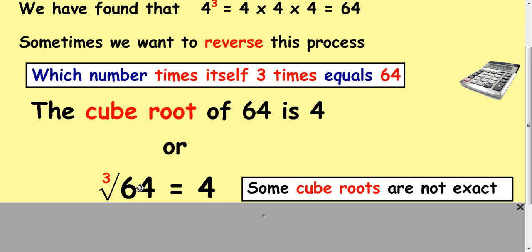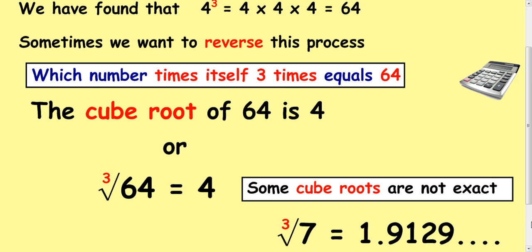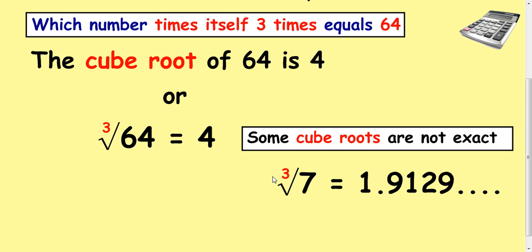There's a lot of cube roots as well. Cube root of 27 is 3. 3 times 3 times 3 makes 27. The cube root of 125 is 5, and so on. Some of them you'll get to memorise. And also some cube roots do not give a whole number as an answer. For example, cube root of 7 is 1.9129.